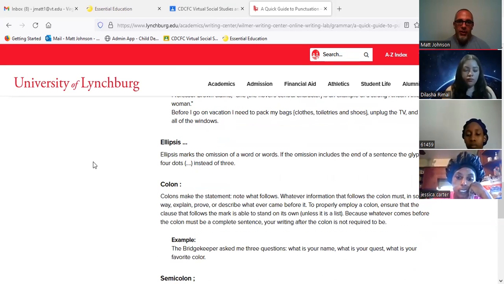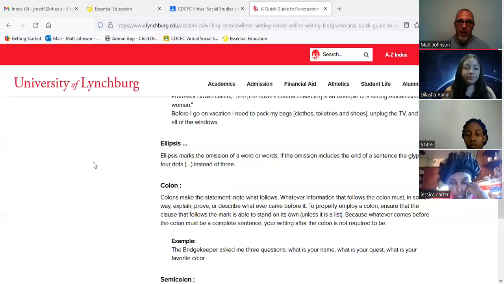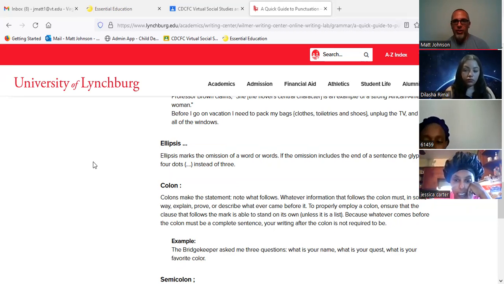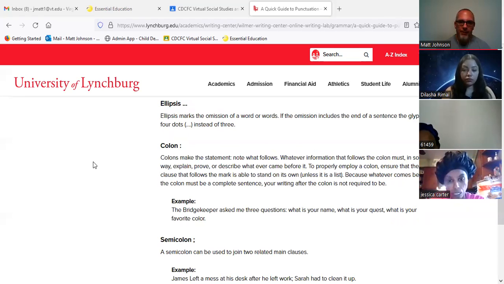So as it says here, the bridge keeper asked me 3 questions, right? So we have a complete sentence there, but then we add the colon to denote that what's coming next is a list. What is your name? What is your quest? What is your favorite color, right? So typically that's going to set that off. Semicolon, though, a little bit different.